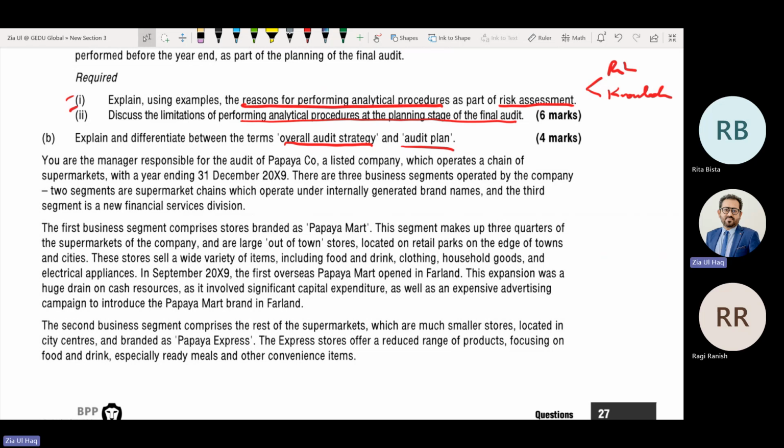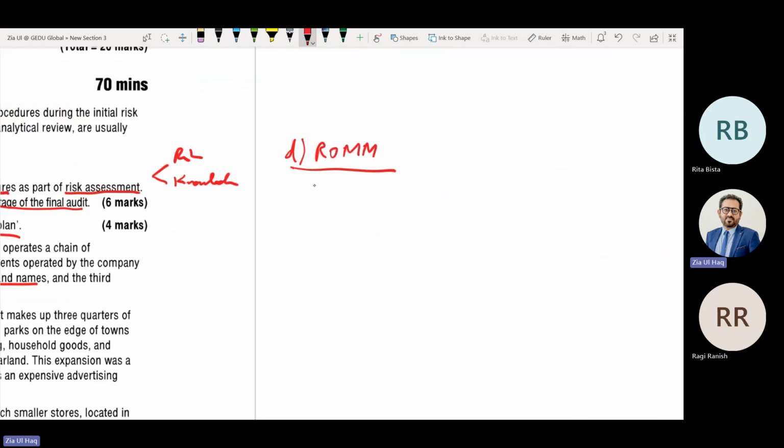There are 3 business segments operated by the company. 2 segments are supermarkets chain, which operate under an internally generated brand name. And the 3rd segment is a new financial services division. So there are 2 issues in this paragraph. First, the company is operating under an internally generated brand name. So put a heading, brand name. Is there any standard on brand name? IAS 38. Only a purchased brand should be capitalized rather than internally generated.